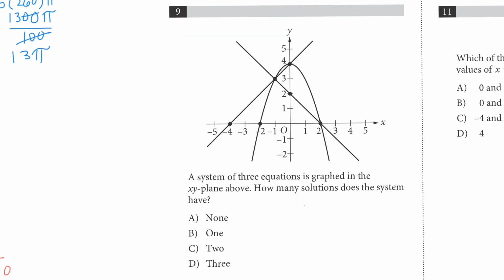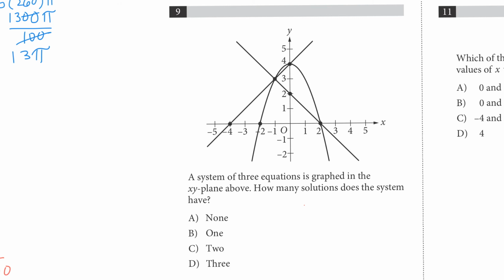Okay, problem number 9. A system of 3 equations is graphed in the xy plane above. So you have 2 lines and a parabola. How many solutions does the system have? None, 1, 2, or 3.